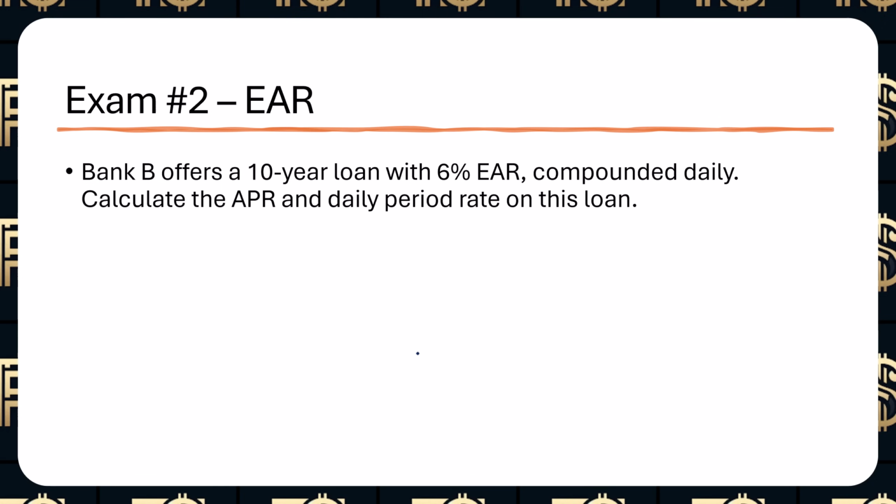Okay, Bank B offers a 10-year loan with a 6% effective annual rate. It has daily compounding, so in this example, we will use 365 compounding periods per year. We're going to calculate the APR, and then we're going to calculate the daily period rate on this loan. Once again, we will use our interest rate conversion worksheet within our financial calculator.